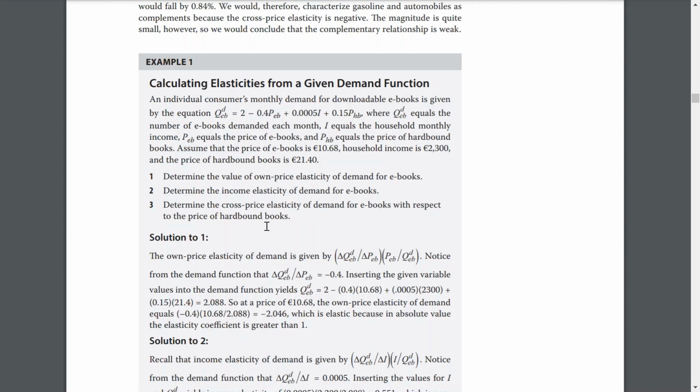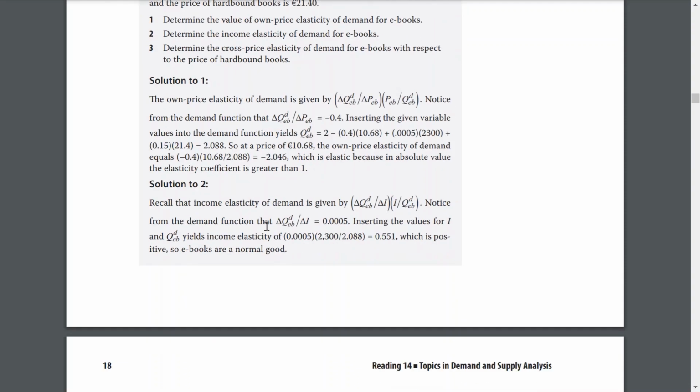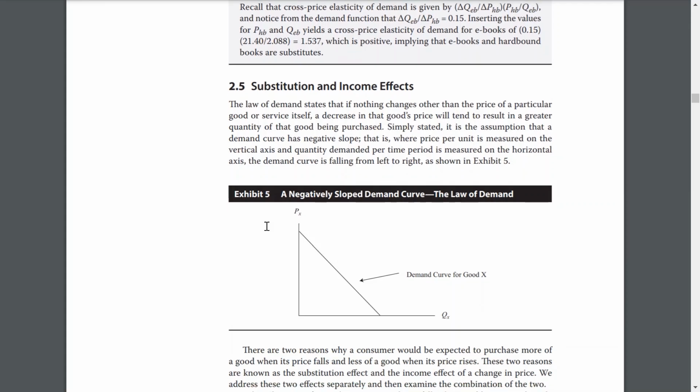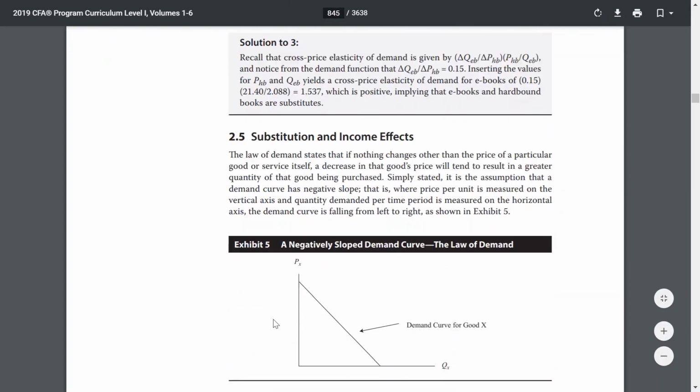The own price elasticity of demand, you literally just plug it in, and you get the result. The others are similar to that. Okay. 2.5, substitution and income effects.